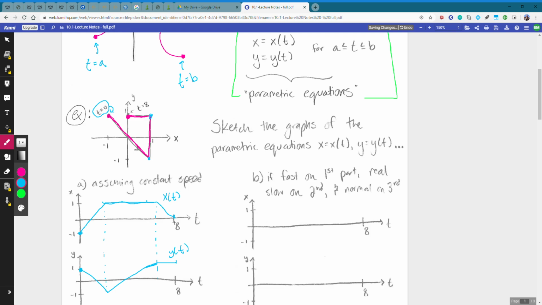Now, for fun and to get a feel for how these work a little bit more, well, let's imagine the same path is traced out, but this time, let's imagine that our particle is going super fast on the first part, real slow on the second part, and then just normal on the third. Pause the video and take a minute and see if you can sketch out what those parametric equation functions are going to be looking like now.